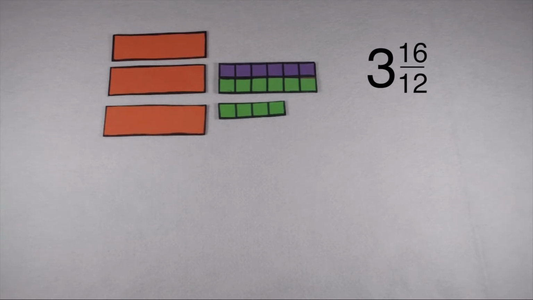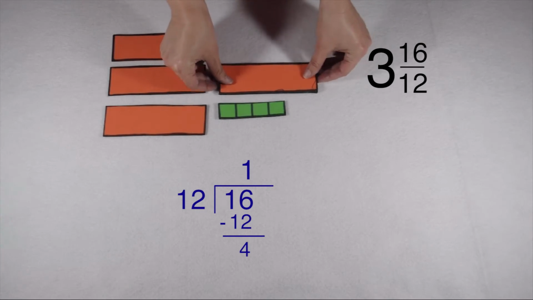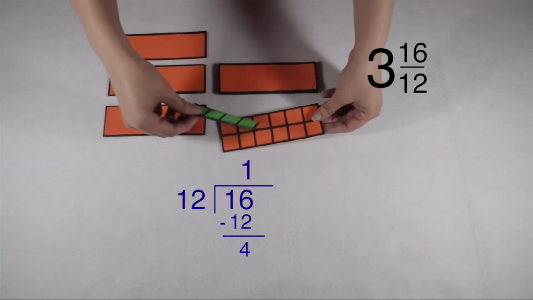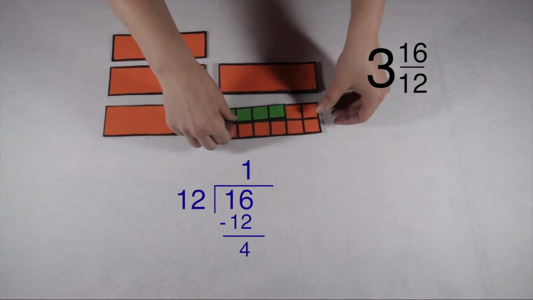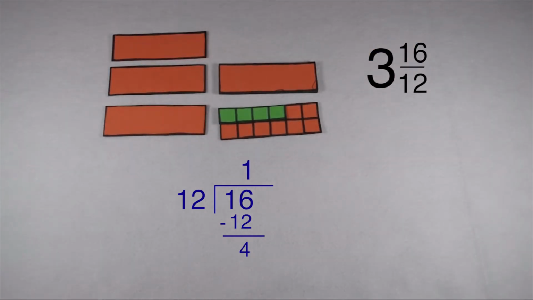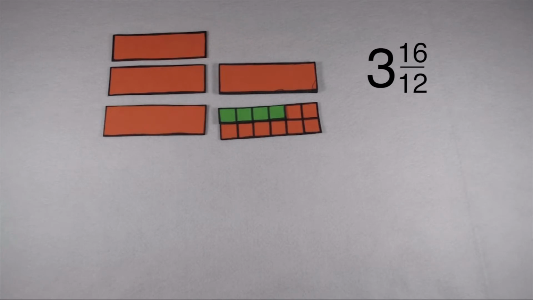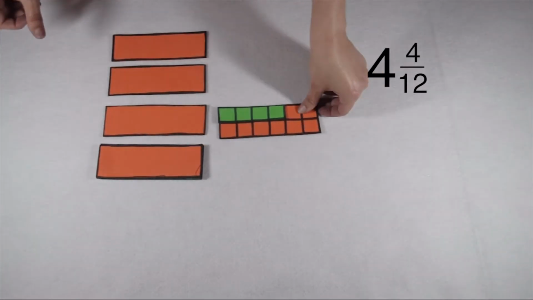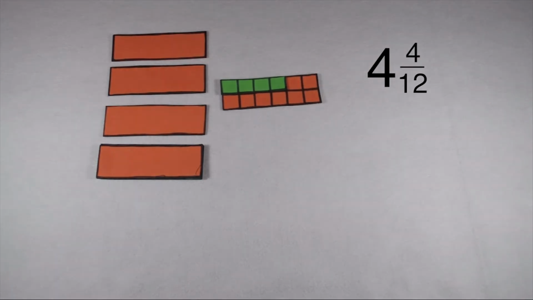To do that, I need to divide 16 by 12. 12 goes into 16 once, so these 12 pieces can go together to make one whole, and my remainder of 4 can become the fraction 4/12. So 16/12 is equivalent to 1 and 4/12. When I combine that with the 3 I originally had, our sum is a total of 4 and 4/12.